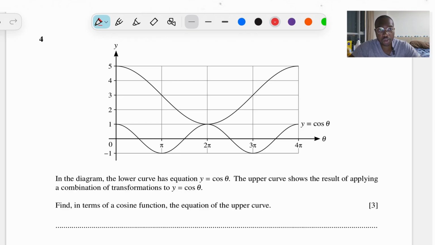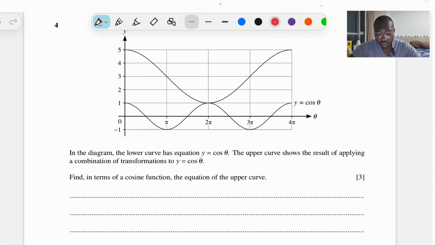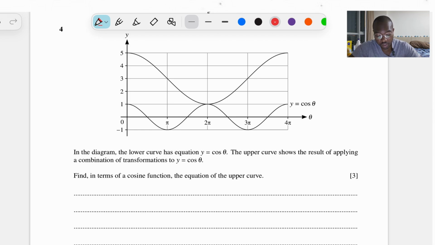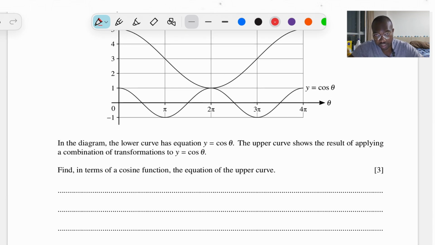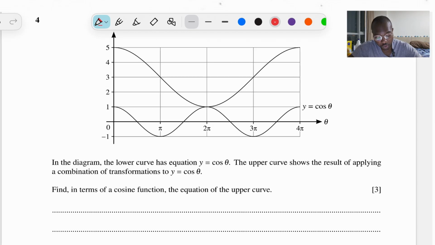So let's start with just the y direction first, okay? As you can see, just from looking at the graph, we know that it's definitely being transformed in some way in the y direction. And what we're going to do is look at some values first. So let's think of two values.